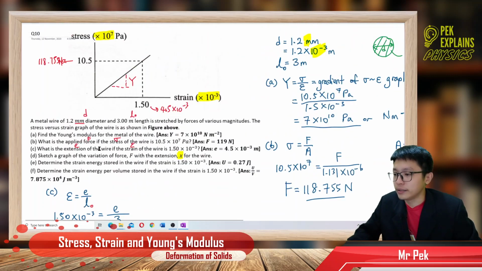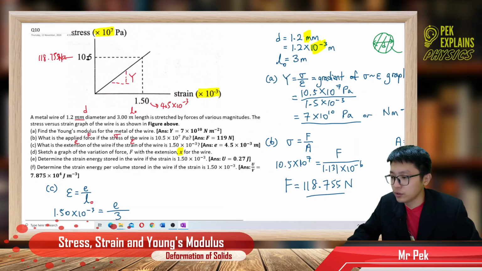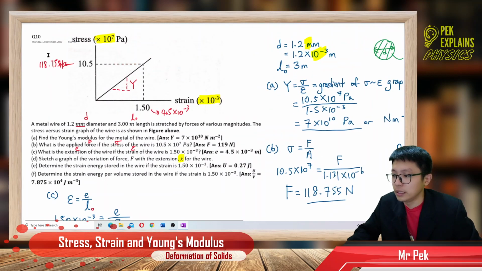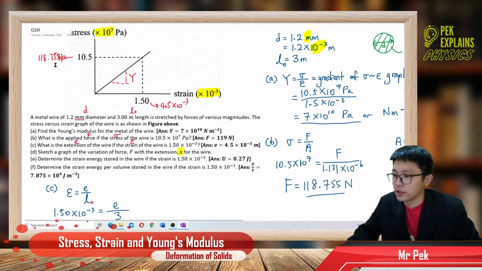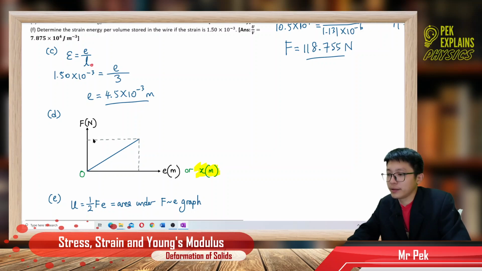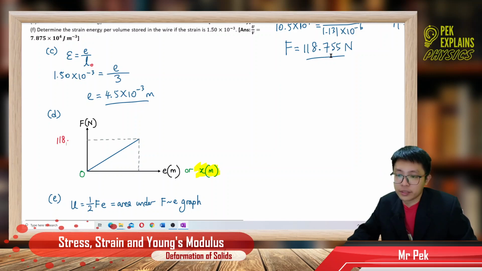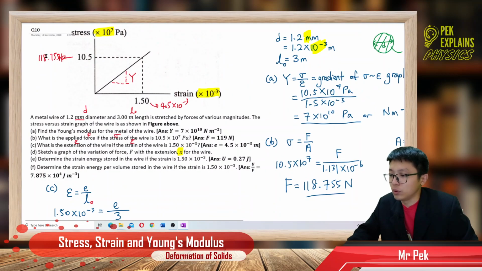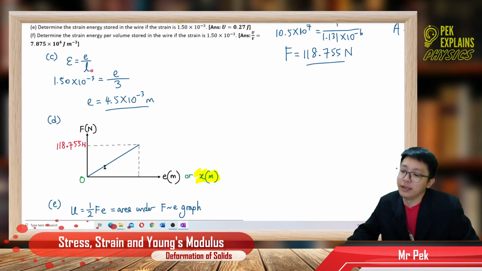So just now my force, I got 118, isn't it? Force 118 is equivalent to the stress 10.5. So just put 118.755 Newton. This is the force for this stress equivalent to 118.